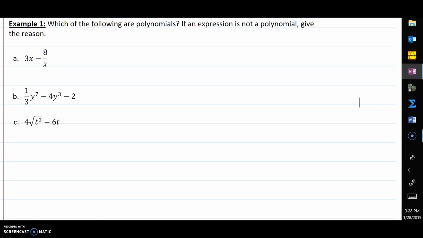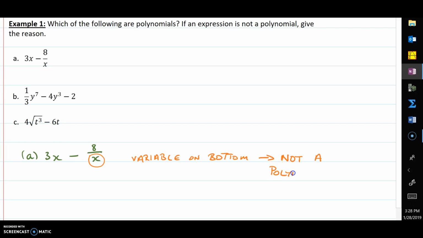So here we have three expressions, and we have to say whether or not they are actually polynomials. So the first one is 3x minus 8 over x. Now this one is not a polynomial because there's a variable on the bottom of the fraction. Okay? So once you see a variable on the bottom of a fraction, that means it's not a polynomial. So there's a variable on the bottom in the denominator. This is not a polynomial.